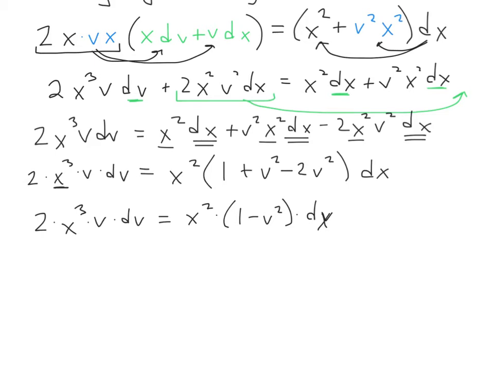Now, remember I said that this thing was going to be separable? At this point, we realize that the right side is the x side, the left side is the v side, and so we identify what needs to move, right? I need to move the 1 minus v squared over, and I need to move the x cubed over. So I'm just going to divide those two things to their other respective sides. So here I'll have 2v over 1 minus v squared dv, equals x squared over x cubed dx.